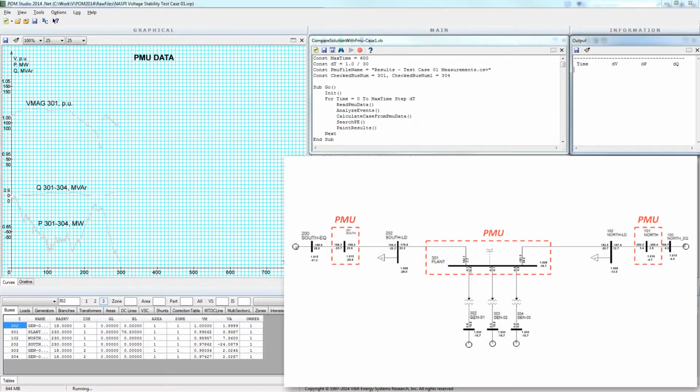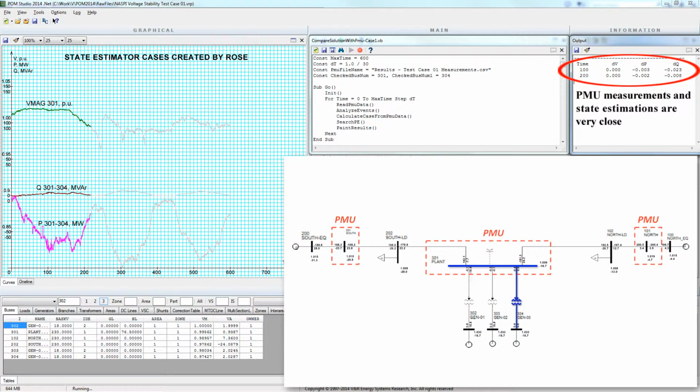Rowe's solver plots graphs of voltage magnitude at bus 301 and real and reactive power flows on transformer 301-304 as obtained from the PMU stream. We now plot the same values computed from the state estimator cases created by Rowe. PMU measurements and state estimations are very close.